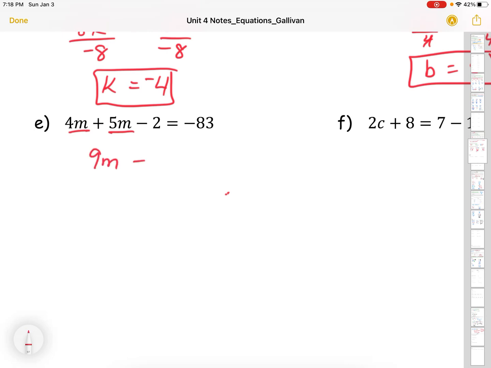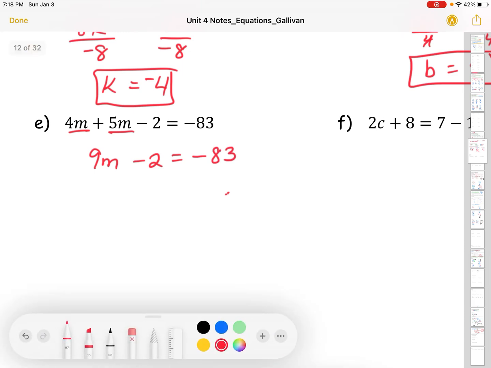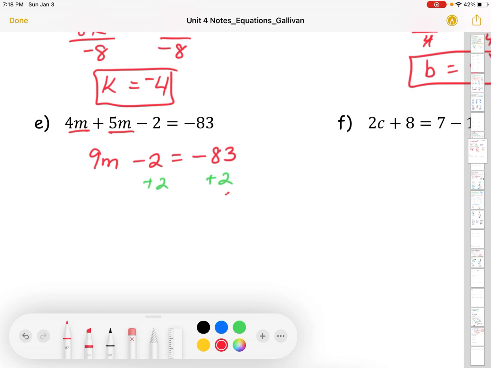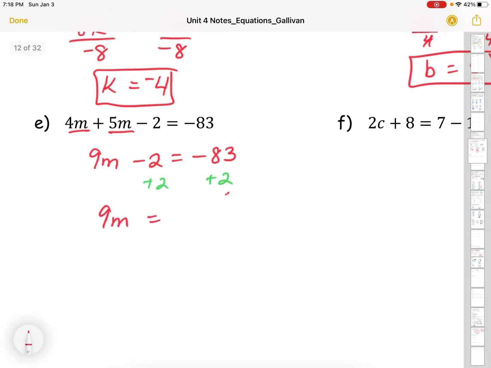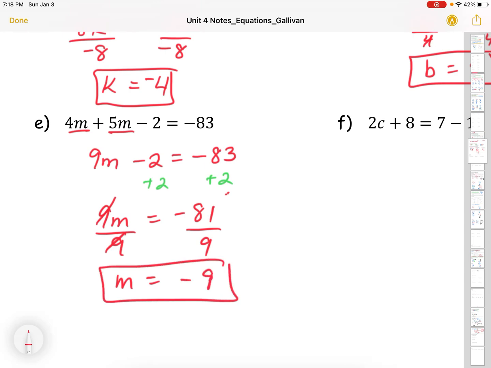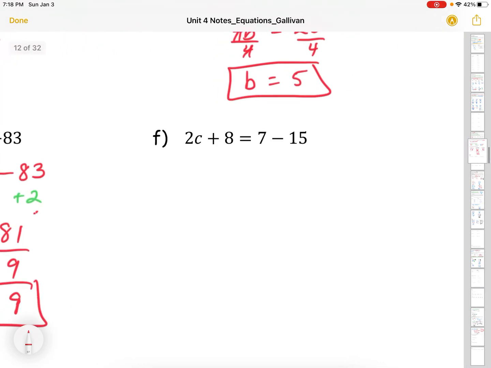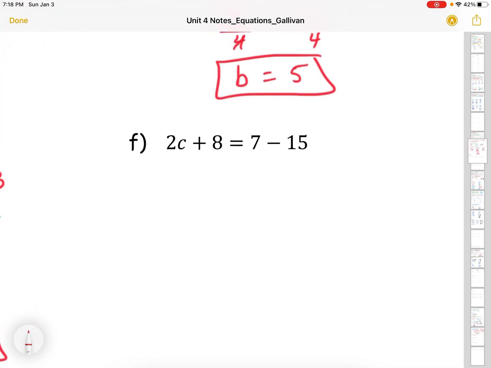So I have 4m and 5m. So I have 9m minus 2 equals minus 83. I'm going to add 2 to both sides. So I'm going to have 9m is equal to negative 81. Divide both sides by 9. 9's cancel out here, so I get negative 9 for my answer. Next one.